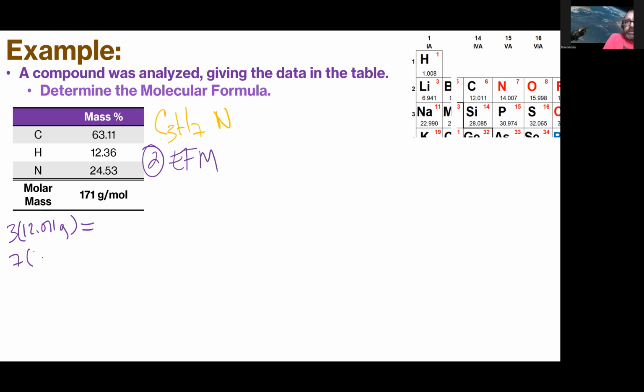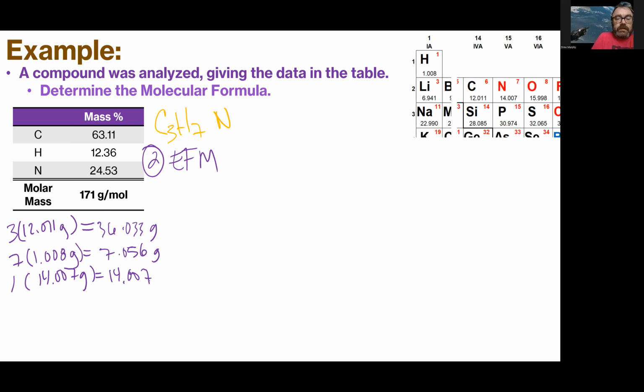7 times hydrogen, which is 1.008. And 1 times nitrogen, which is 14.007. So 3 times 12.011 is 36.033. 7 times 1.008 is 7.056 grams. And then 1 times 14.007 is 14.007 grams. We're going to add that up to get our total.